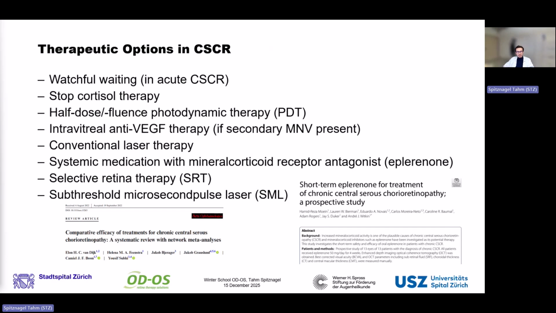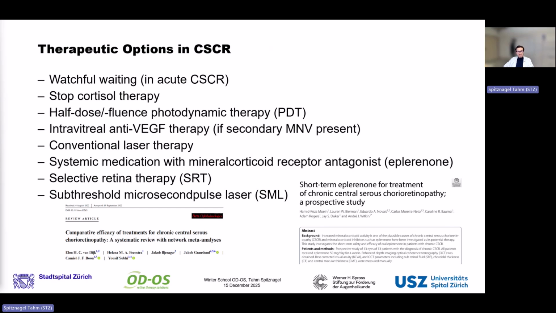Half-dose or half-fluence photodynamic therapy has emerged as one of the most effective evidence-based treatments. On the other hand, there is intravitreal anti-VEGF therapy, but it is generally reserved for cases with a secondary MNV. And it is not indicated for uncomplicated CSCR. Conventional focused laser therapy has largely fallen out of favor in modern CSCR management due to the risk of permanent retinal damage, and it has been replaced by less destructive approaches.